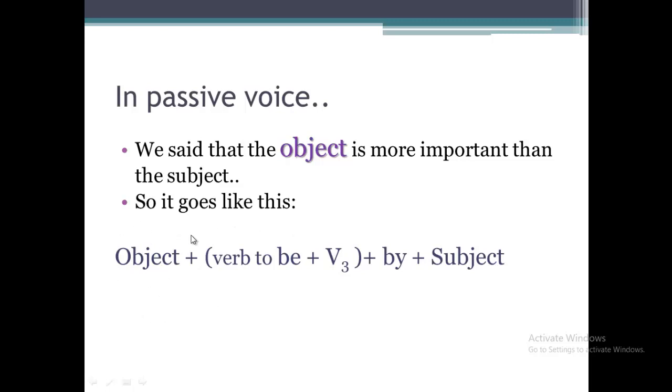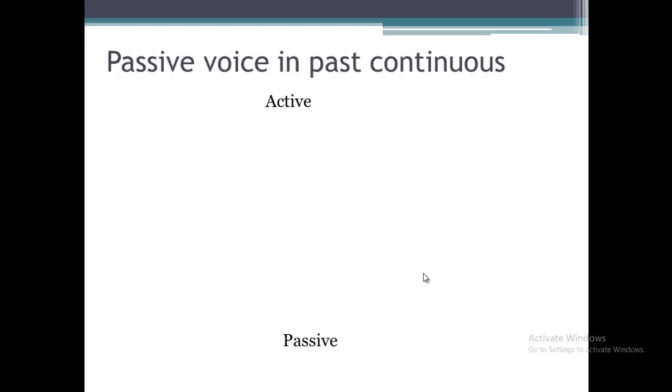Okay, in this case, we always start our sentences with the object. The verb must have the combination of verb to be plus verb 3, no matter what the tense is, and by then the subject. Okay, as for past continuous, in active, the sentence must be like subject, the verb to be in the past, was or were, plus verb with ing, and the object. This is active sentences. This is the normal way of forming a sentence in past continuous.